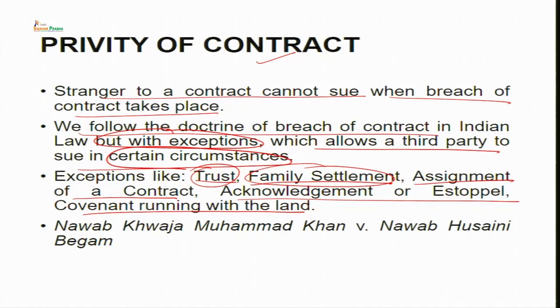Now, family settlement is also an exception. If two members of a family have entered into a contract, have made certain agreement, but that contract is in relation to or involves or is dealing with a third member of that family, then that third member of the family has a right to sue in case of breach. Then assignment of a contract, that is assigning of rights under a contract, acknowledgement, estoppel, right? Covenant running with the land, all these are also exceptions.